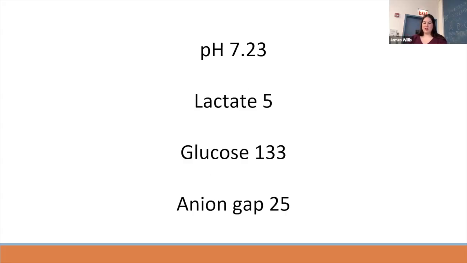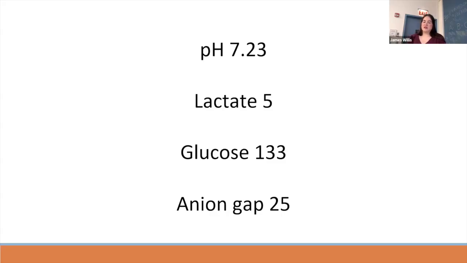But in classic county fashion, the beta hydroxybutyrate never went into process, had to be added on, and took 4 hours to come back. His labs show a pH of 7.23. His glucose improved to 133 after fluids. He has a worsening anion gap, but his lactate is 5. So we're attributing that all to the albuterol and the anion gap worsening due to lactic acidosis.